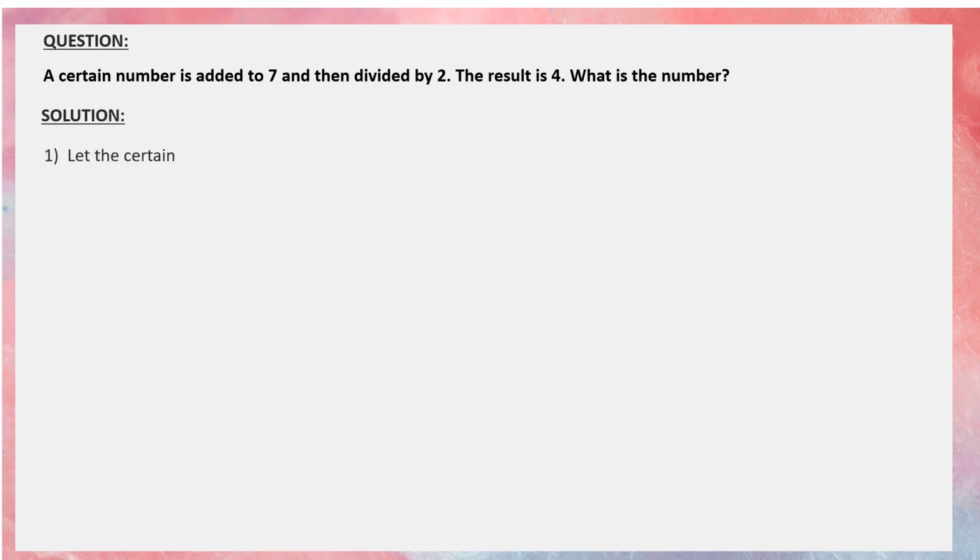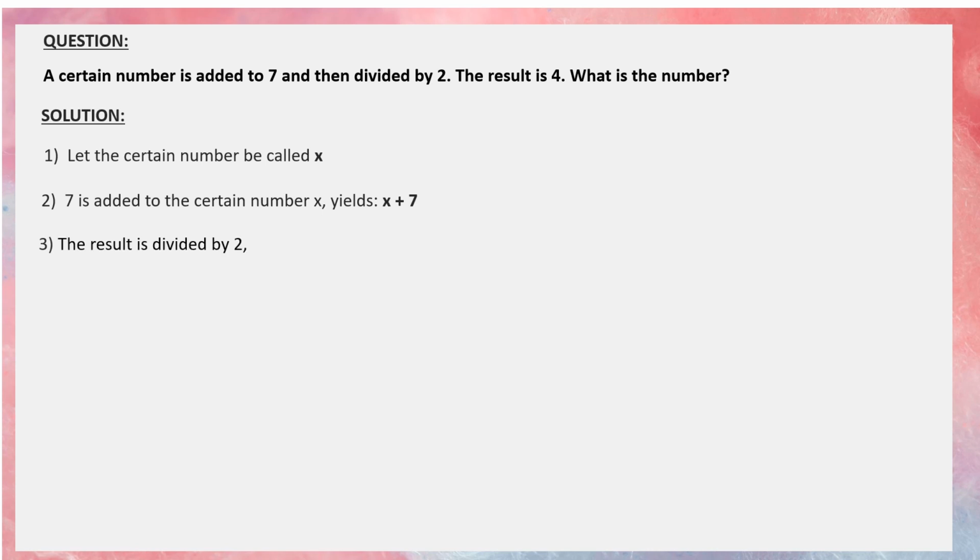Since we don't know the certain number, we'll just assign a variable to that number. This time around we'll use x. So let the certain number be called x. And then the next thing is that 7 is added to that certain number. So when 7 is added to the certain number, which is x, we have x plus 7. So that's simply represented by x plus 7 and then divided by 2.